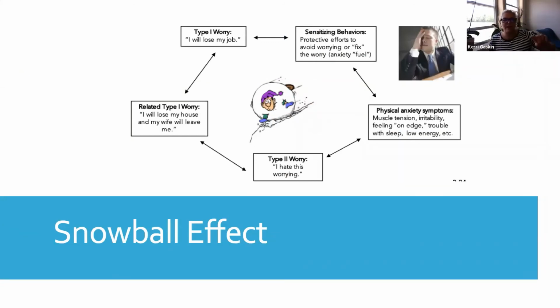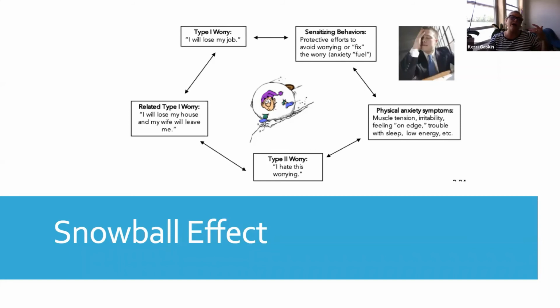We have this sensation that I have this worry, and then you have that related worry. Then we have those sensitizing behaviors, physical anxiety symptoms, worry about the worry, and it just is a cyclical snowball, and it just goes on and on, and it becomes quite exhausting. So let's look at an example.